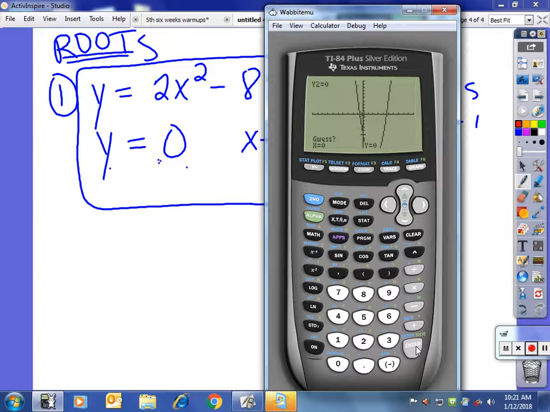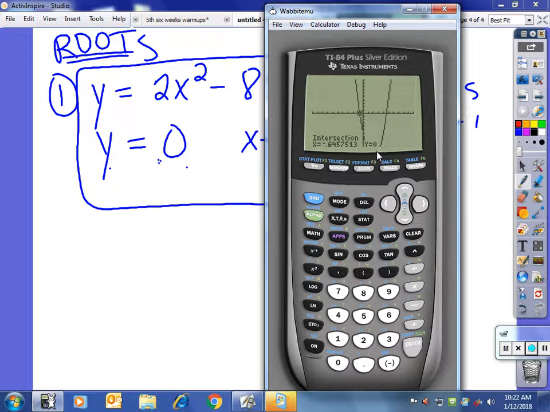I don't know why it does this, but it says guess. Just ignore that and hit enter again. Don't stop till you see the word intersection. Now look at the y value. What is it? 0. That's what we want it to be because we're finding the zeros of the function. The x value is that yucky weird decimal, -0.6457513.